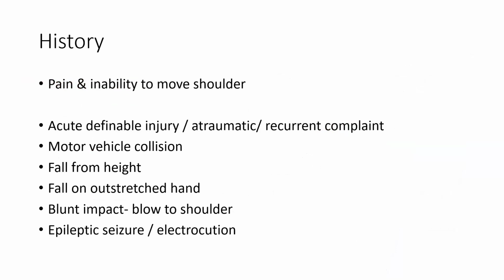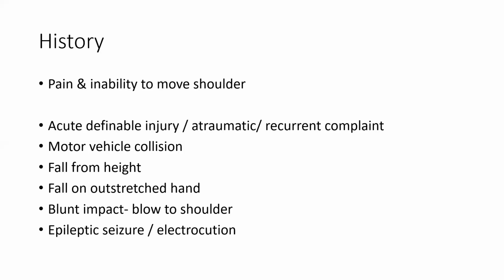So coming to fractures, when the patient presents to the emergency room, the first thing we do is get a history. Most common chief complaint is pain and inability to move the affected shoulder. So we have to ask for a history of injury, whether it is traumatic or atraumatic, or if it is a recurrent complaint. Recurrent complaint can be due to instability. Most commonly, fractures present with an acute definable injury.